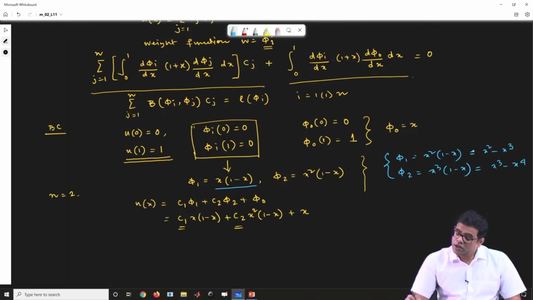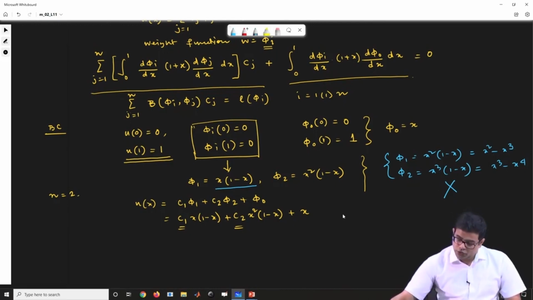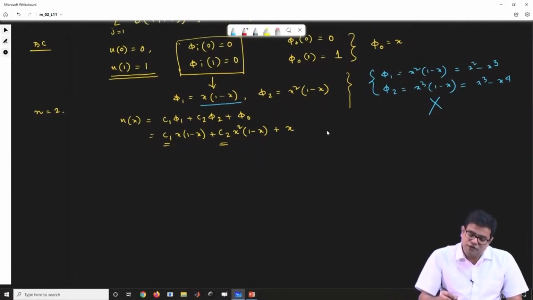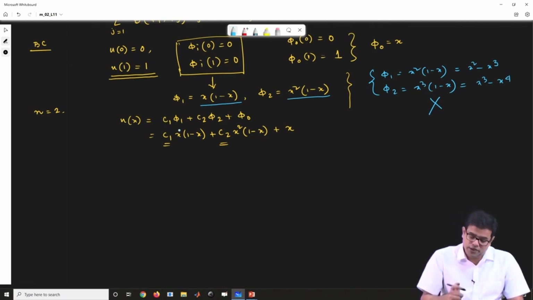So this will not be the complete polynomial approximation of u. So naturally this type of approximation is not good because it will not represent the complete polynomial in the approximate solution. That's why we always prefer to choose the complete polynomial, because it represents the whole gamut of the solution, or the whole polynomial expression, within the approximate solution.